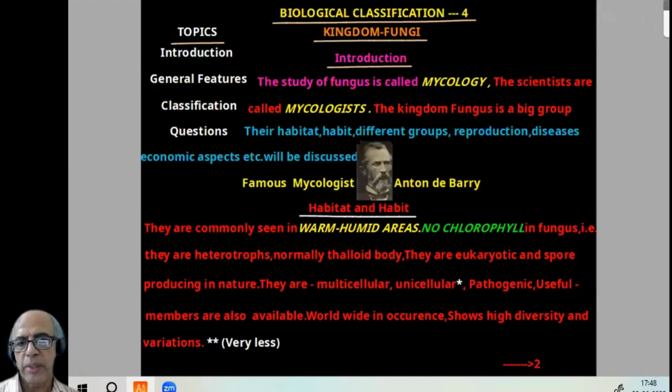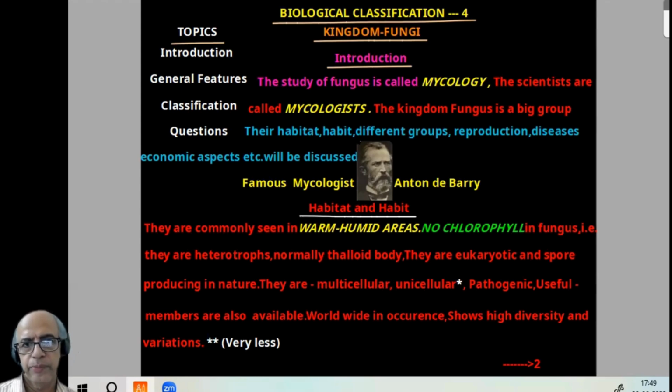Okay, we started with bioclassification, 4th episode, mainly dealing with the fungus. Then what is meant by mycology? Who are mycologists? What is the contribution of Anton de Bary? He did a lot of work on fungus. After that, habitat and habit: warm, humid areas, no chlorophyll, so heterotrophs. They can be multicellular, and unicellular forms are also available. Useful fungus are there, pathogenic fungus are there. High diversity they are showing.